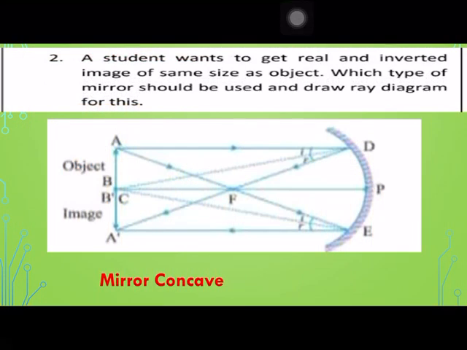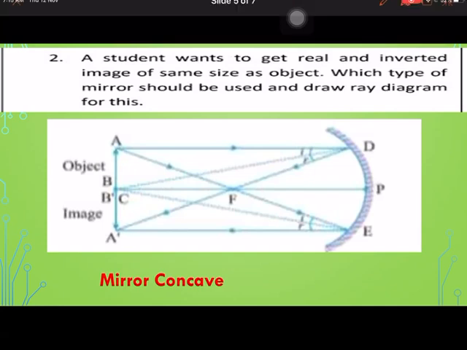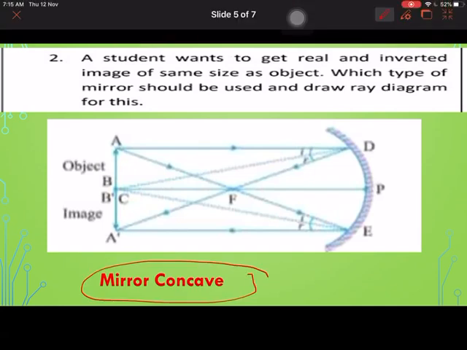A student wants to get a real and inverted image of the same object. Which type of mirror should be used, and draw a ray diagram for this. The mirror which should be used should be concave, and this is the ray diagram.